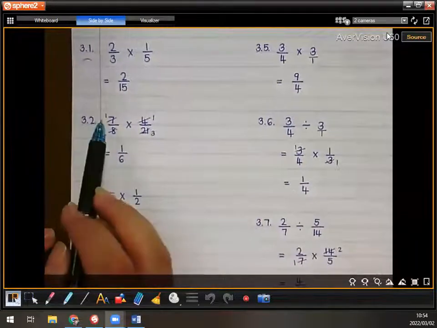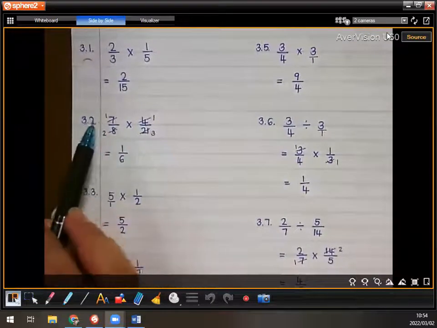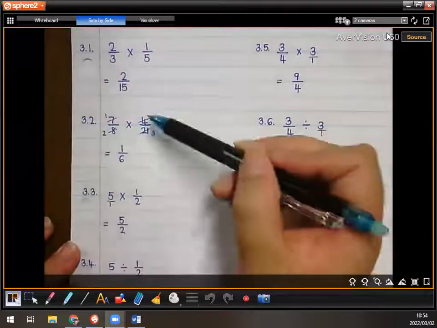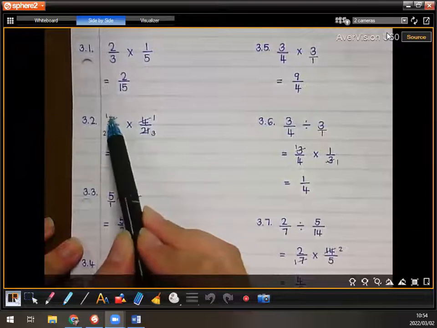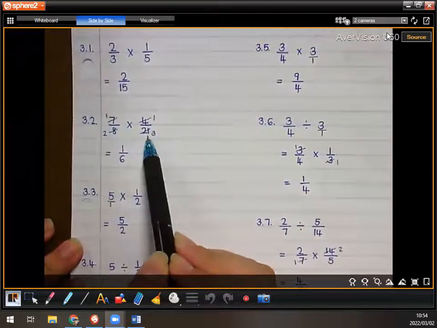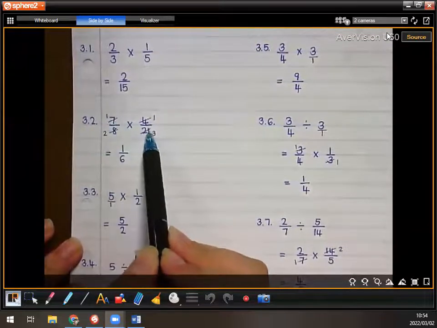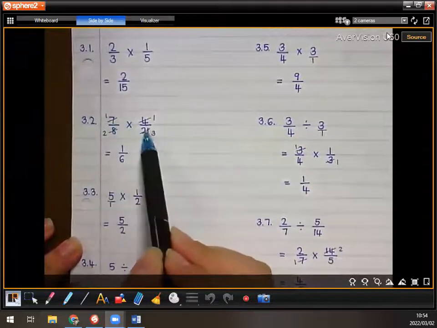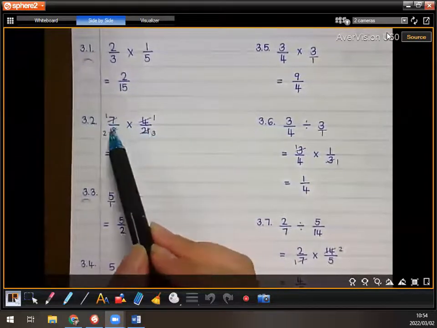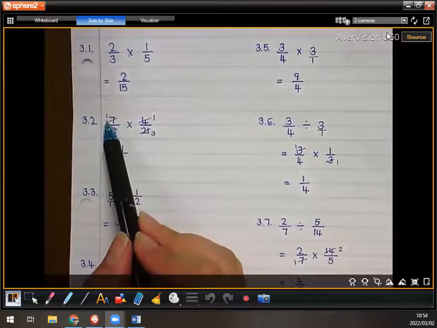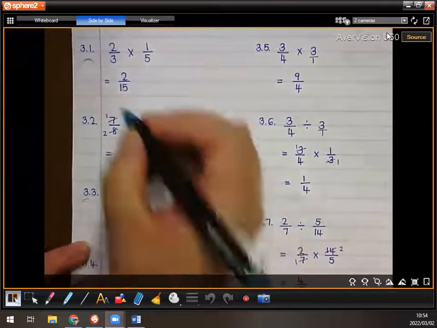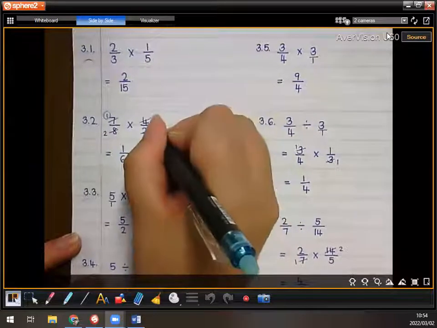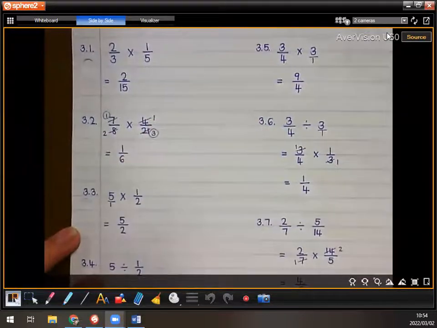In the next one, guys, I hope that you can still read what these numbers are. It was 7 over 8 and 4 over 21. So when you cross cancel, remember you look at the top of your first fraction and at the bottom in the second one. So if you have 7 and 21, both of those you can divide by 7. So 7 divided by 7 is 1, but 21 divided by 7 is 3. Okay, so I'm actually left with a 1 and a 3 over there.